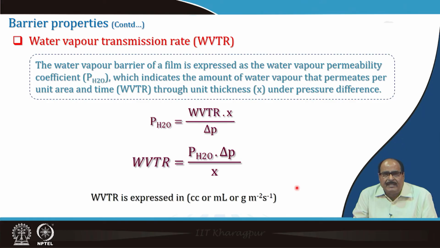And water permeation rate, that is WVTR, the water vapor barrier of a film, is expressed as the water vapor permeability coefficient, which indicates the amount of water vapor that permeates per unit area and time through unit thickness under a pressure difference. That is, the permeability of H2O is the water vapor transmission rate multiplied by X divided by delta P, or WVTR is equal to PH2O multiplied by delta P divided by X. So, WVTR is generally expressed in either cc or ml or gram per square meter per second.